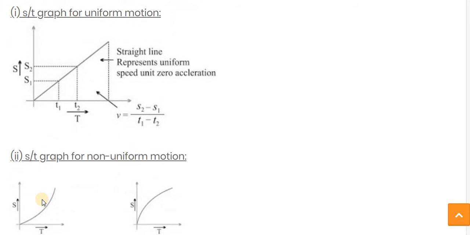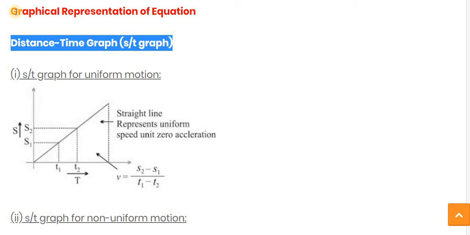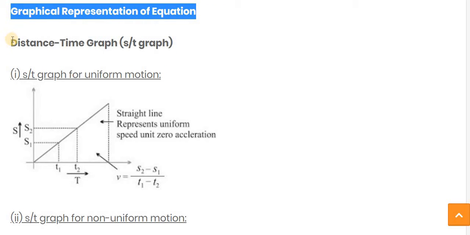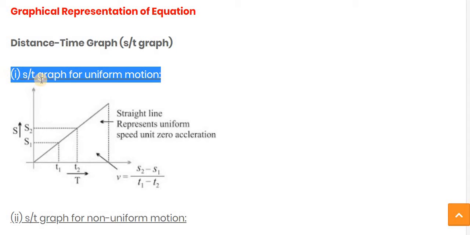Now let's see the next graph. Before that, one more time we will revise it. The graphical representation of the equation. The first one is the distance versus time graph. Distance is denoted by s and time is denoted by t.